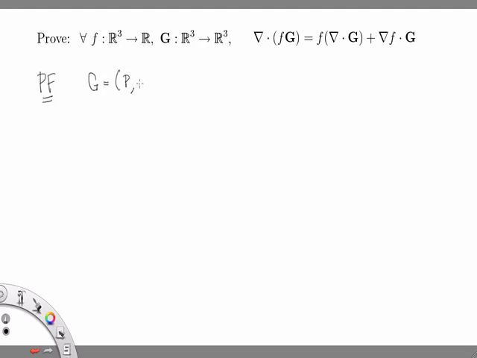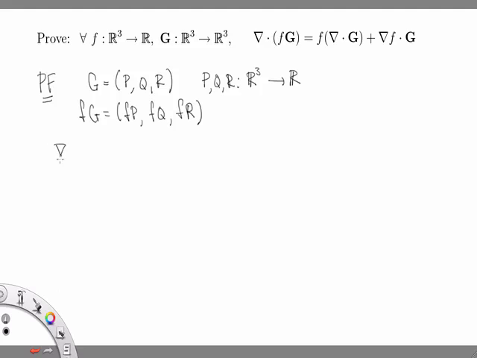So suppose it has components P, Q, and R. So all of P, Q, and R are really functions from R3 to R. They're scalar functions. Now that implies that f times G, well, it's a scalar times a vector. So I multiply that scalar in every component. So I have the product of f and P, the product of f and Q, and the product of f and R as functions. Okay, so we haven't gotten any less general, but we've given names for the components of G.